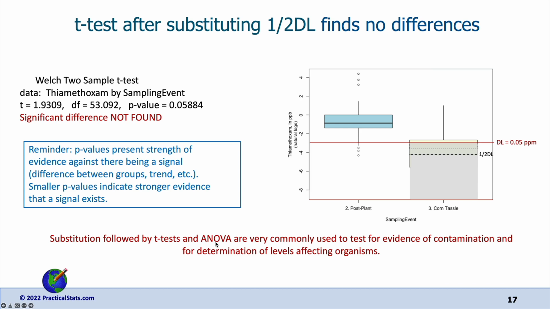And again, analysis of variance, which is another test that uses the standard deviation. These things are used to test for evidence of contamination, like a contaminated area potentially versus a control. Or they're used for the determination of levels that affect organisms, the no effect level. And this would still be considered no effect because it wasn't found by the t-test, perhaps. And because we substituted, that determination is totally wrong.